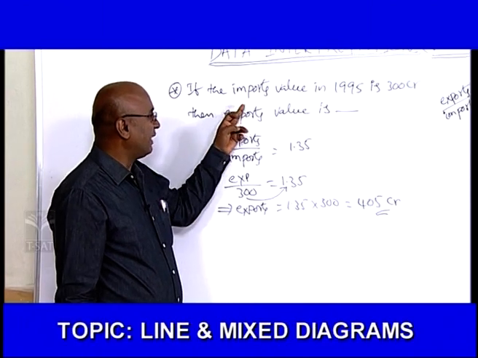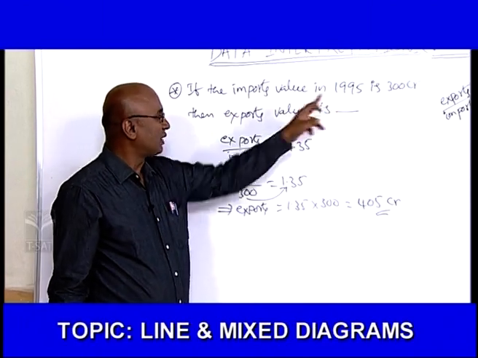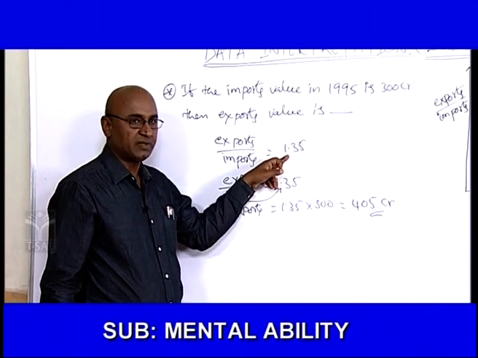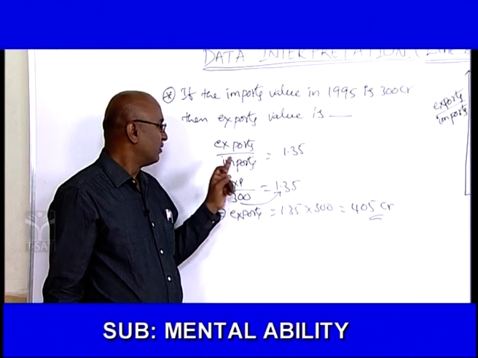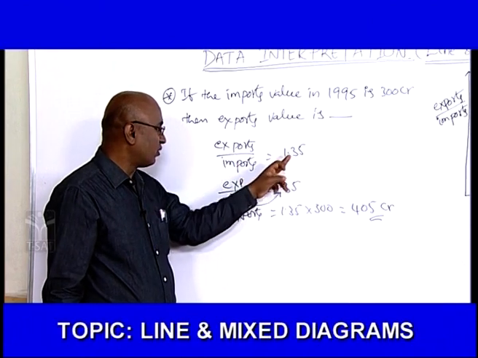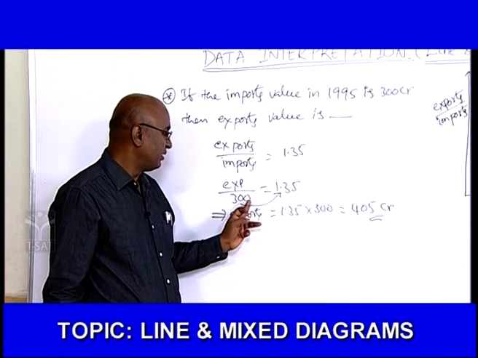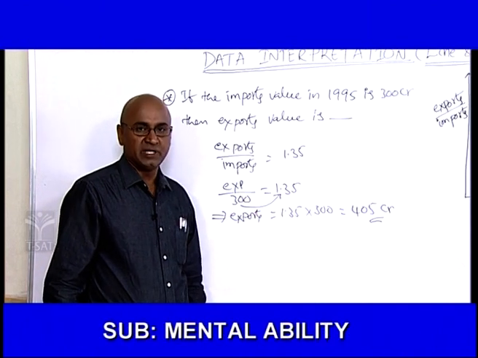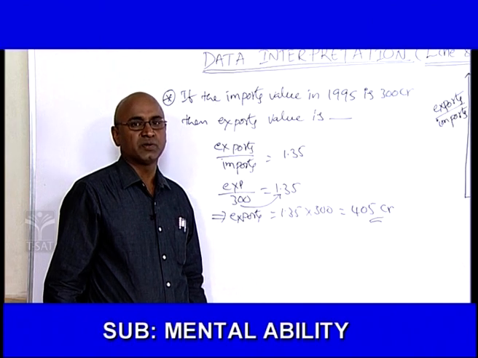సో 1995లో ఇంపోర్ట్స్ విలువ 300 కోట్ల రూపాయలు అయితే ఎక్స్పోర్ట్స్ విలువ ఎంత అంటే ఎక్స్పోర్ట్స్ బై ఇంపోర్ట్స్ ఈజ్ ఈక్వల్ టు రేషియో దట్ ఈస్ ద గివెన్ వాల్యూ 1.35. From that exports is equal to 1.35 into imports. Imports value is 300. So 1.35 into 300, that will give you 405 crores rupees.